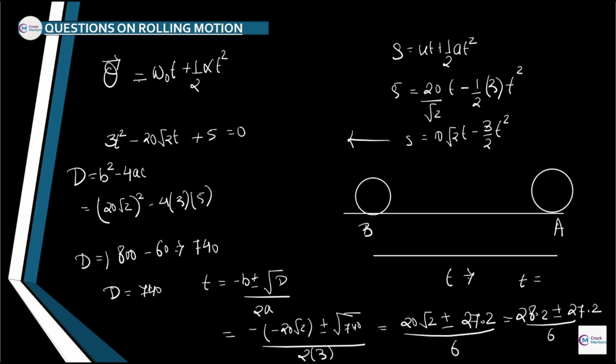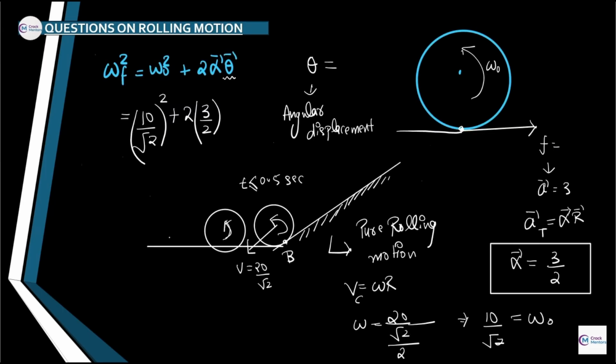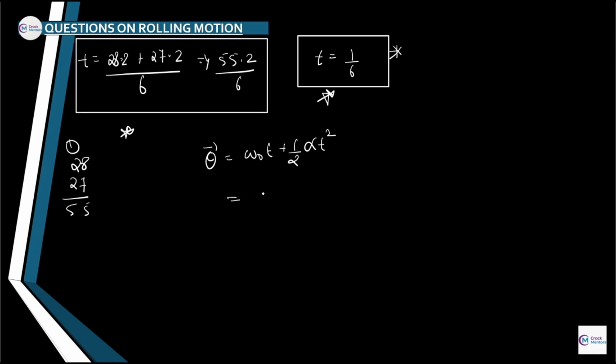Now, what is the formula that we have written above? Theta is nothing but omega naught t plus half alpha t square. Now, what was the omega naught? It is getting too calculative. Omega naught was 10 upon root 2. Time is 1 by 6, plus half alpha.